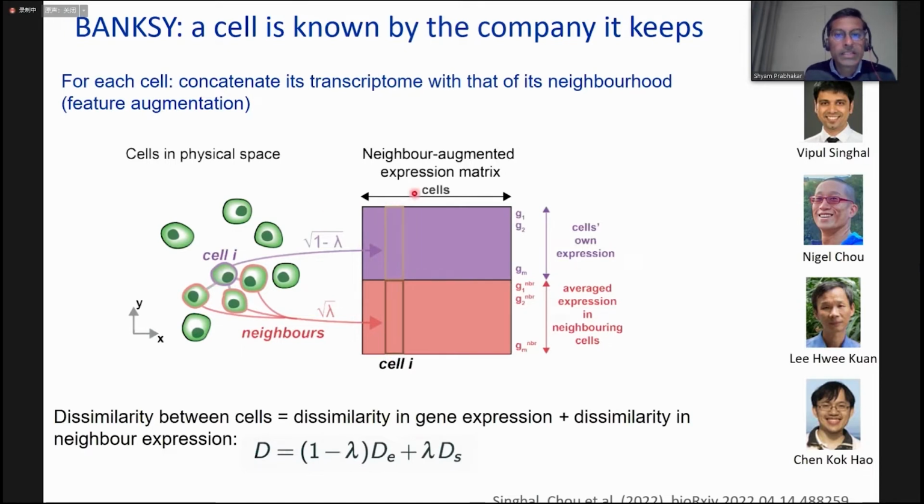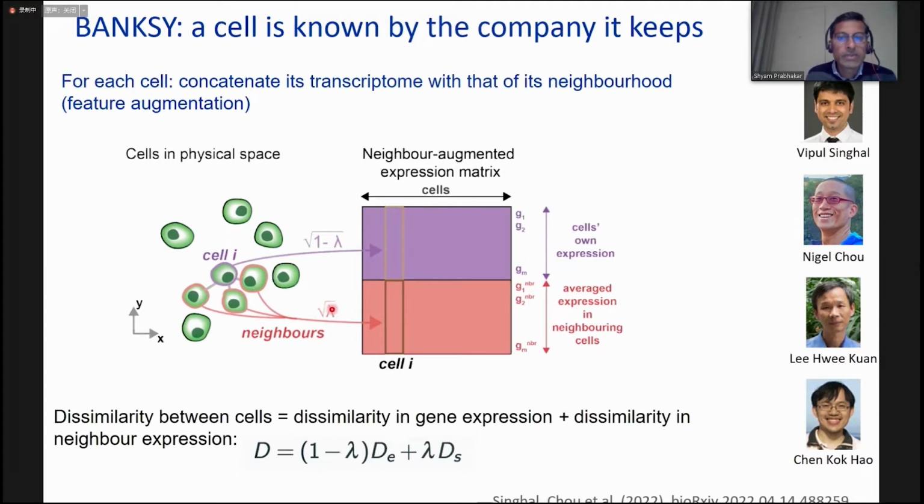So let's say this cell is this cell. This cell's own transcriptome is inserted here in the expression matrix. And the average transcriptome of these cells is inserted here right below it. So now the cell is represented by an augmented feature vector consisting of its own transcriptome and neighbor transcriptome, multiplied by these scaling factors, parameterized by just one free parameter, lambda.